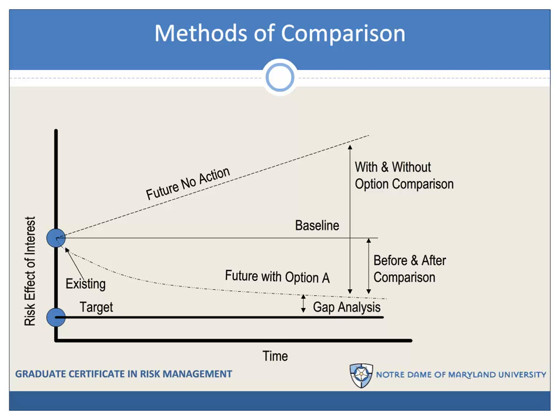By far, the more analytically correct and rigorous comparison would be the with and without option comparisons shown here, where we compare the future, if we take no action, to the future with an option in place. And you can see there could be significant differences between the with and without and the before and after comparison.